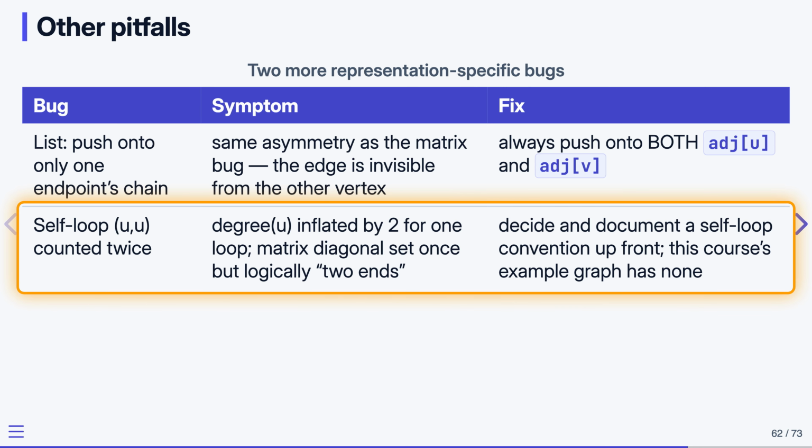The second one is the self loop, an edge from a vertex to itself. It is easy to count it twice, so the degree of U is inflated by 2 for one loop. The fix is to decide and write down a self-loop convention up front. This course's example graph has no self-loops, so we sidestep it here.